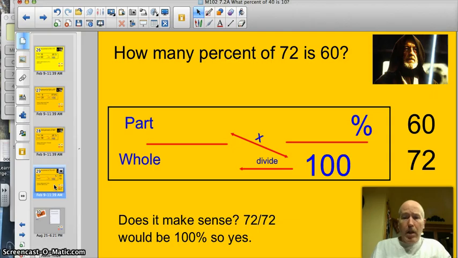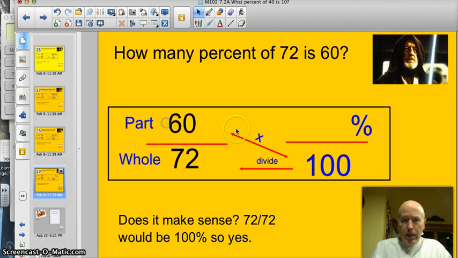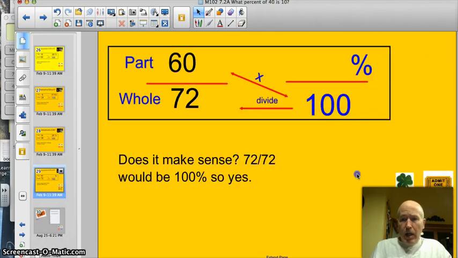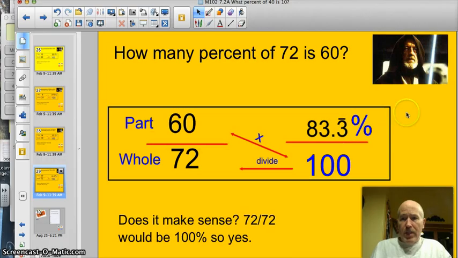All right, let's see. What percent of 72, so this is going to be the whole number. The part will be 60. All right. If you said 83.3% repeating, you got it right. How did you manage to figure that out? How could I figure out a problem like that?